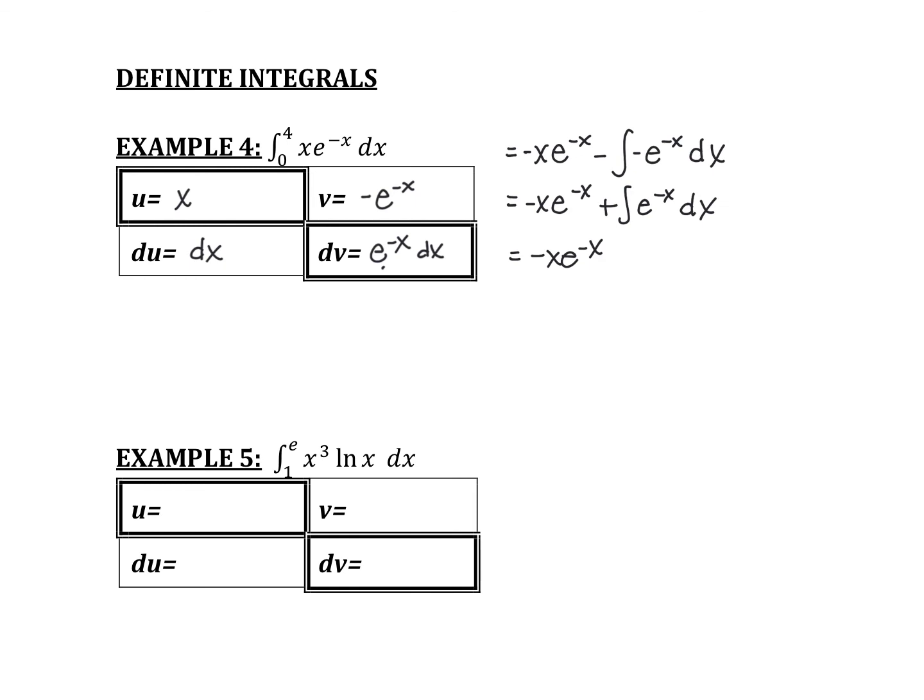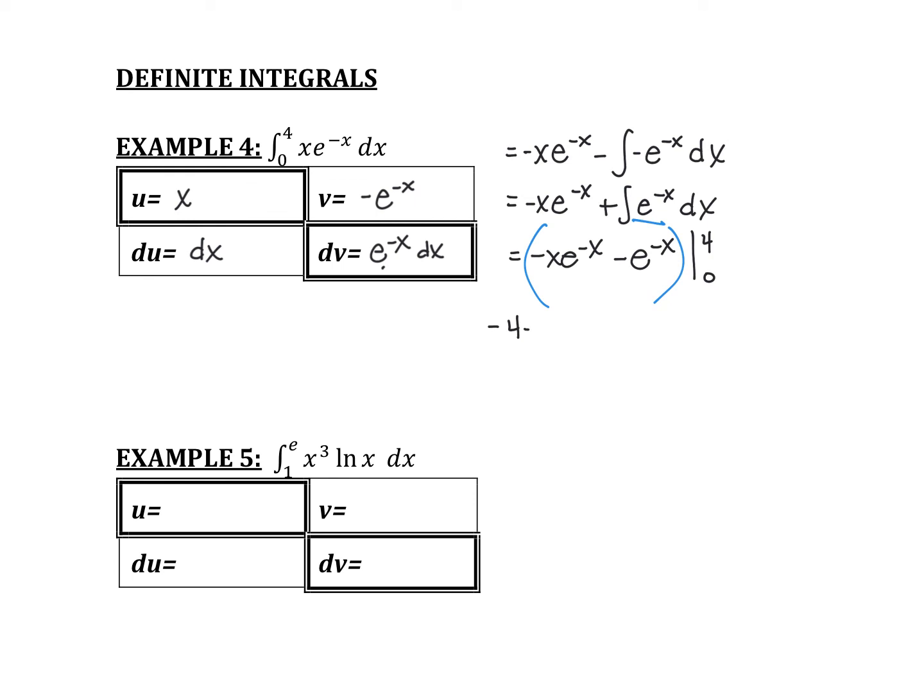So I know this antiderivative is negative e to the negative x, and normally at this point we'd put a plus c, except this is a definite integral. And what I need to do now is evaluate the entire expression, not the part that just had the integral here, but the entire expression, because the whole thing represents the integral from 0 to 4 of x e to the negative x. So I'm going to evaluate this.